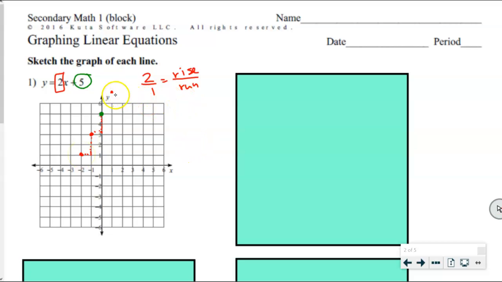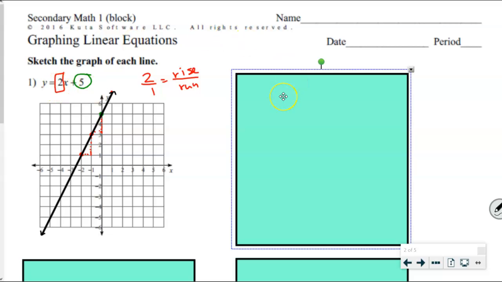When I'm drawing these lines, I want to make sure that I'm going from edge to edge on this grid. And I want to make sure that each line is completed with an arrow to show that just because I'm done drawing it doesn't mean it's done existing. Okay, not too shabby at all. Are you ready for your next one?